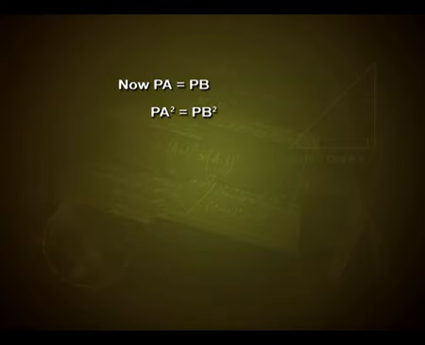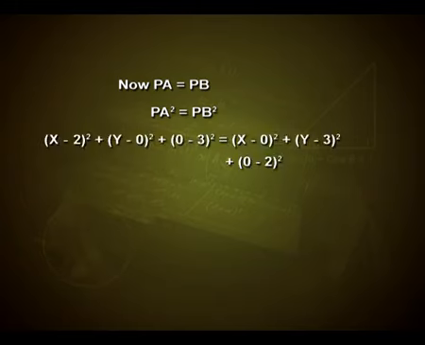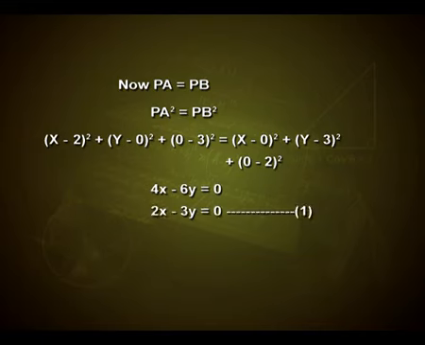On substituting in the distance formula, we obtain (x minus 2) whole square plus (y minus 0) whole square plus (0 minus 3) whole square, that is equal to (x minus 0) whole square plus (y minus 3) whole square plus (0 minus 2) whole square. On simplifying, we obtain the equation as 4x minus 6y is equal to 0. We can find 2 as a common factor here, and thus we can simplify this equation as 2x minus 3y is equal to 0. Take this equation as the first equation.